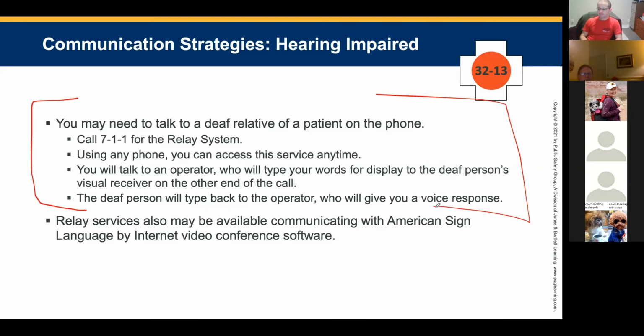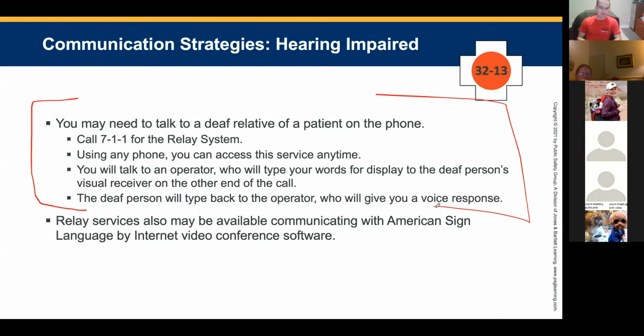Pick me. Can I answer, Sam? Go ahead, Martha. You have a juvenile and you need to speak with their parent, and one of them, either the juvenile or the parent, is hard of hearing or needs to use that service. Thank you. That's exactly what I was going for.